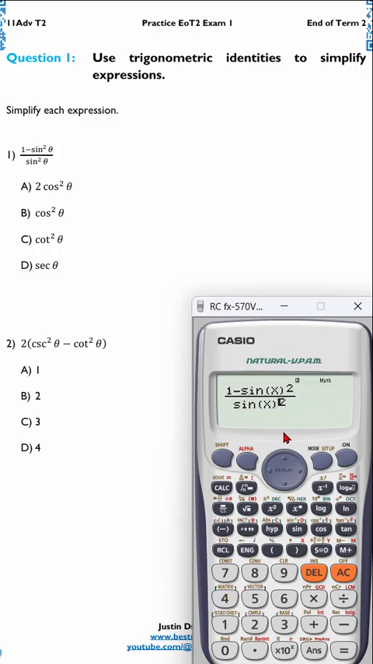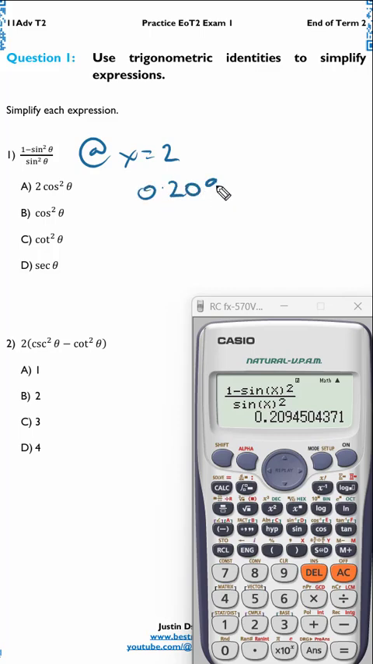Now what will I do? I will just press calc and take the value 2. What's the answer? It's 0.209. So I'll write it out over here. At x is equal to 2, it's 0.209. Now what next? You need to look into the options and start solving them up.